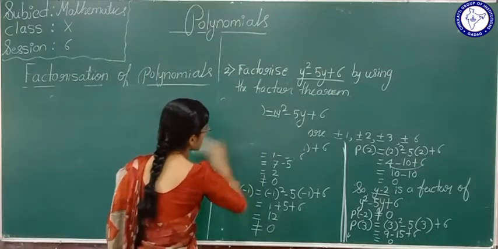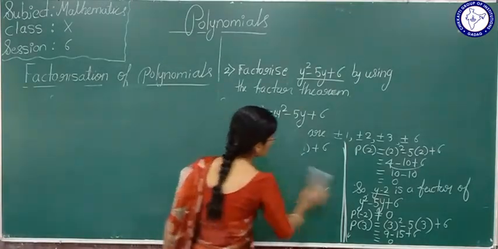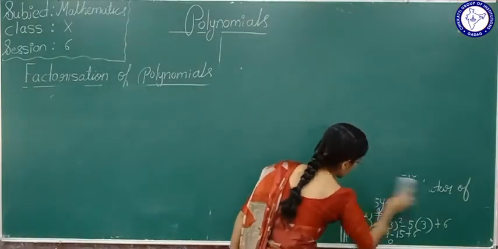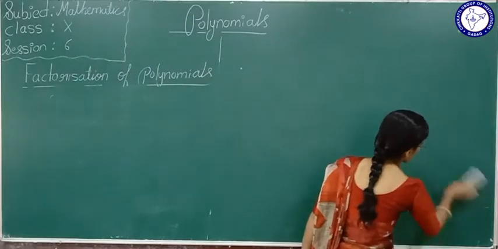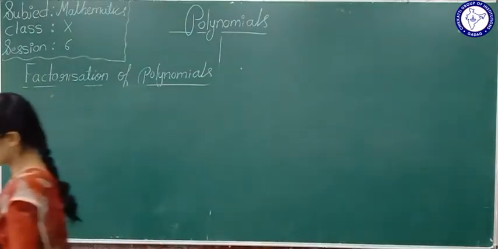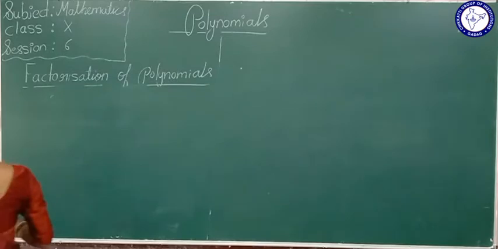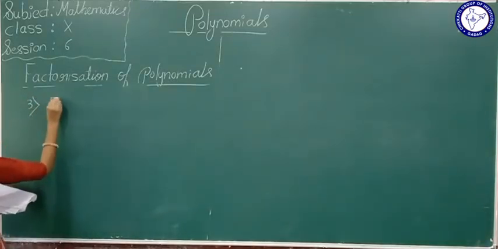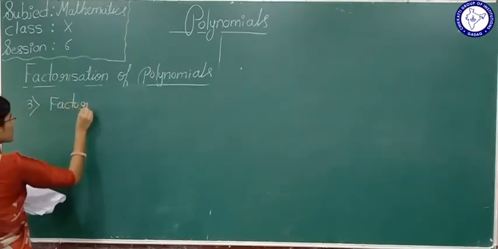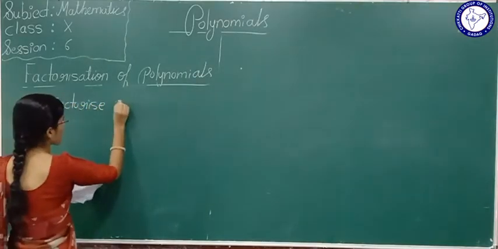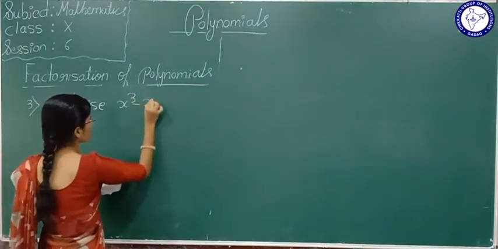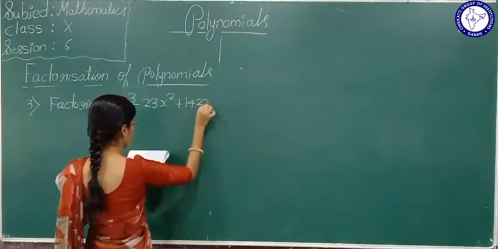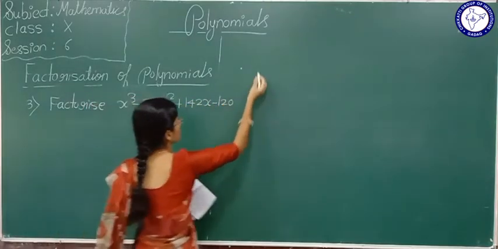Now the quadratic polynomial is over. If a cubic polynomial is given, then how to do it? We will see that. Now see a third one. Third problem. Factorize x cube minus 23x square plus 142x minus 120.